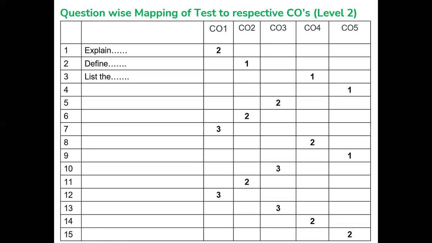And after the mapping process, we'll get a table like this. For example, if there are 15 questions in the question paper, each question you can map with the COs. The mapping strength also is given 0, 1, 2, or 3. Okay, so we can see the mapping strength. And finally, after the mapping process, you will get a table like this for each question paper.